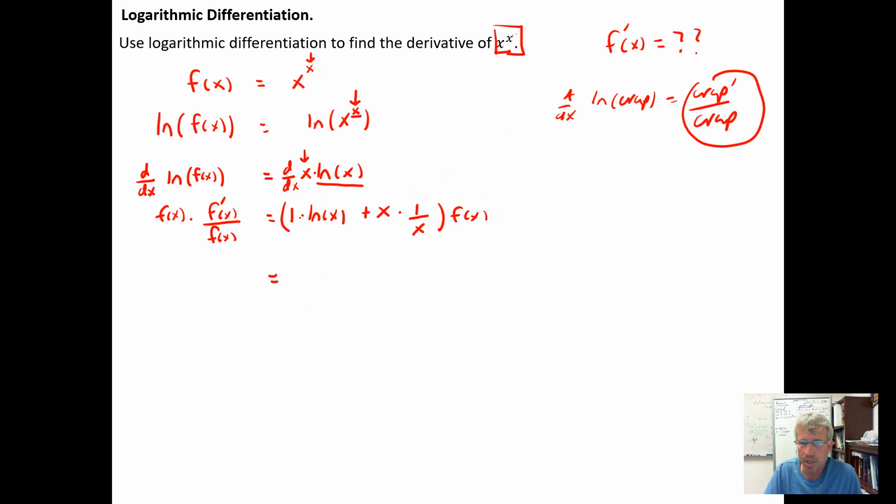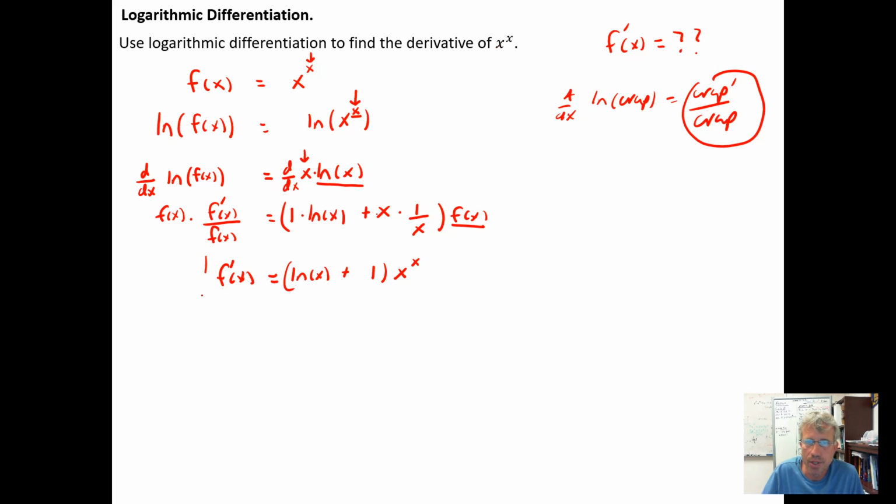And that's going to give me 1 times the natural log of x plus x times 1 over x, which equals 1, as long as x isn't equal to 0. And I know x can't be 0 because 0 to the 0 is an indeterminate form, so x equaling 0 won't be a part of the domain of this particular function. And then this is times f of x, but f of x is just the function x to the x. And so this is the derivative.